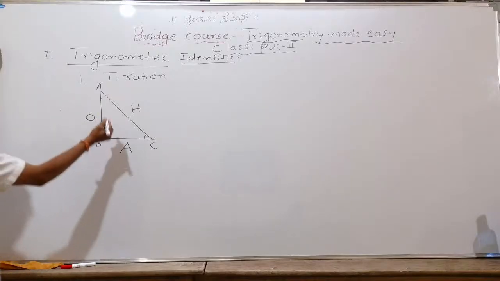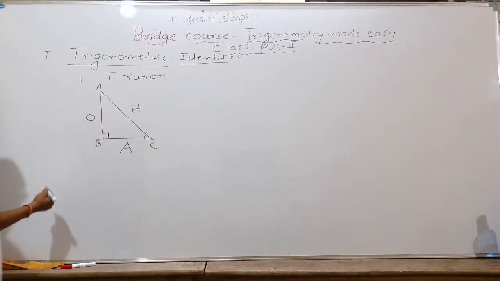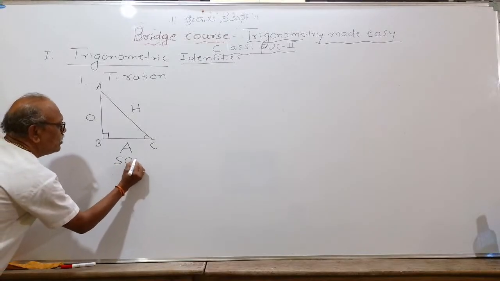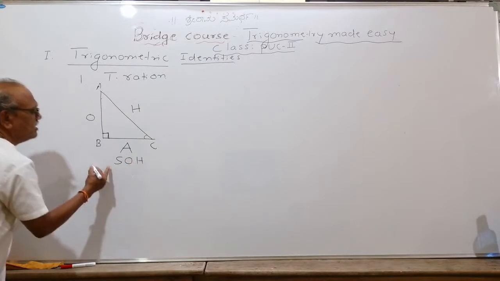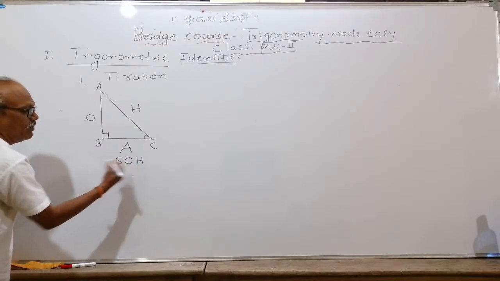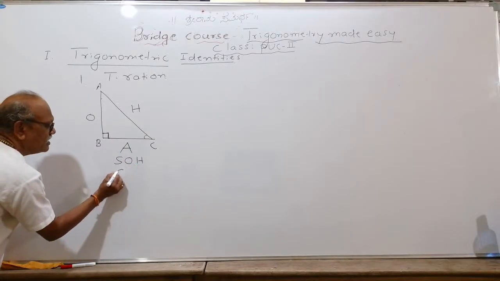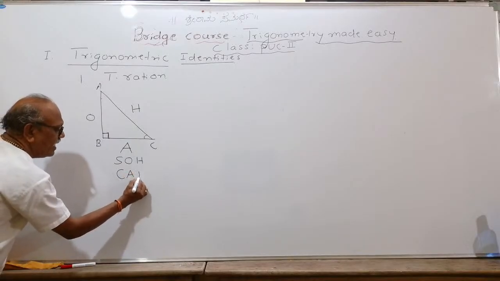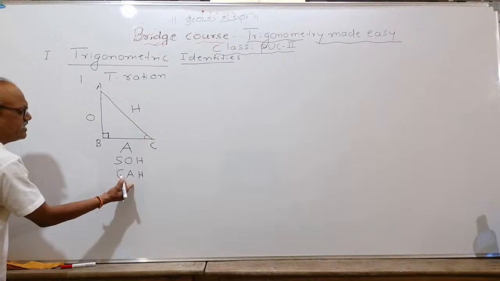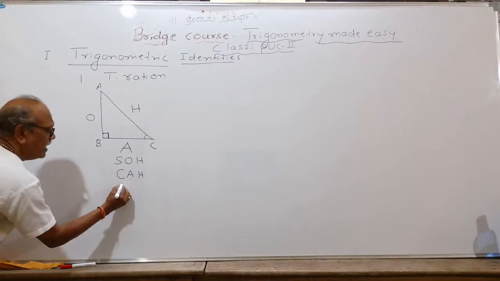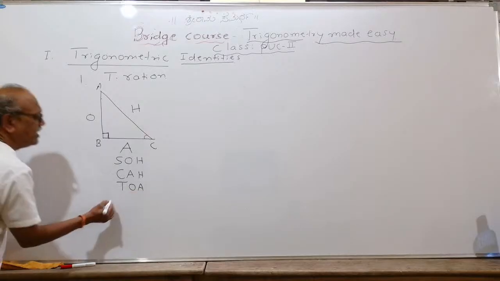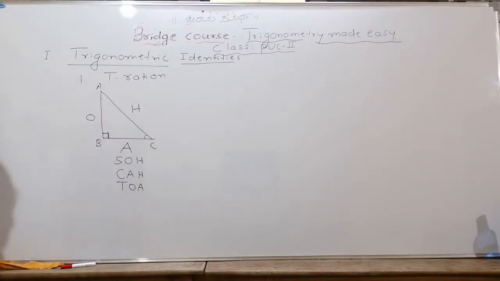Six trigonometric ratios can be remembered very easily. I will give the keyword SOH: sine is opposite upon hypotenuse. Cos, remember with the keyword CAH: cos is adjacent upon hypotenuse. And tan is TOA: tan is opposite upon adjacent.